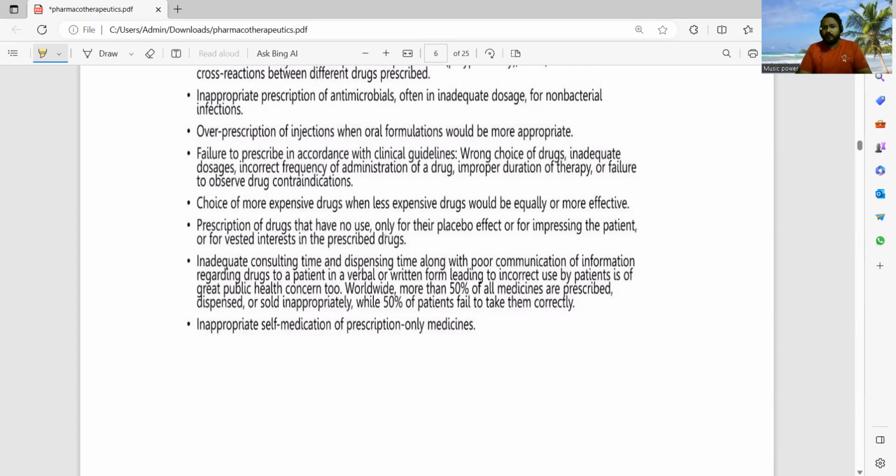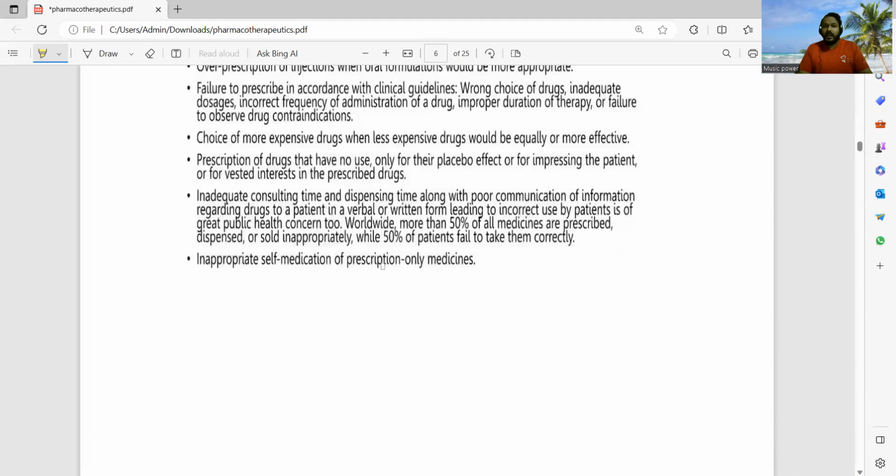Prescription of drugs that have no use other than their placebo effects and for impressing the patient, or vested interest in the prescribed drugs. Inadequate consulting time and dispensing time along with poor communication of information regarding drugs to a patient in a verbal or written form, leading to incorrect use by the patients, is of great public health concern worldwide.